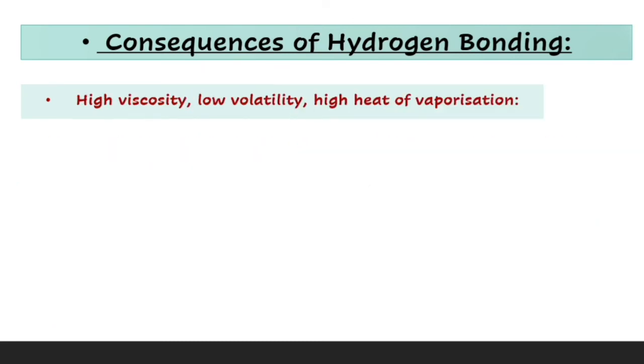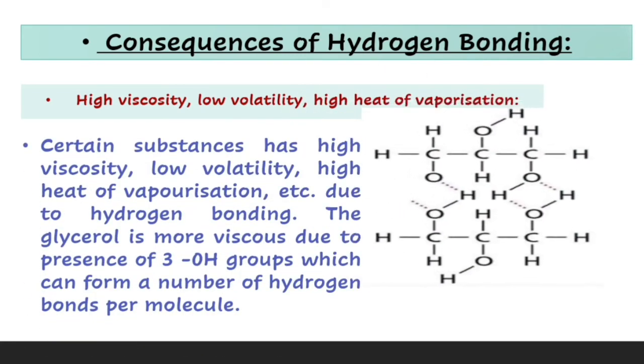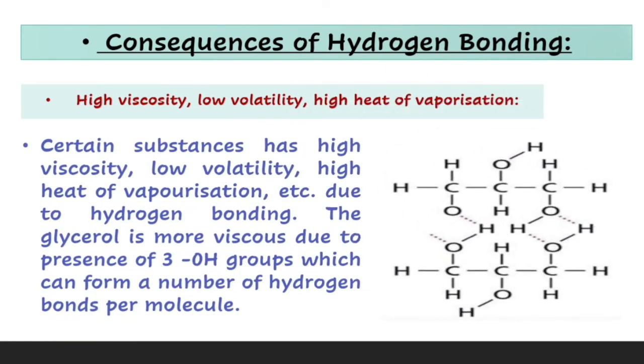Now, why do some substances show high viscosity, low volatility, and high heat of vaporization? This is all because of hydrogen bonding. Let us take the example of glycerol. Glycerol is more viscous. We know that due to the presence of 3 hydroxy groups, because the more hydroxy groups, the more hydrogen bonding in them. So per molecule, glycerol can make more hydrogen bonds. This will increase its viscosity.